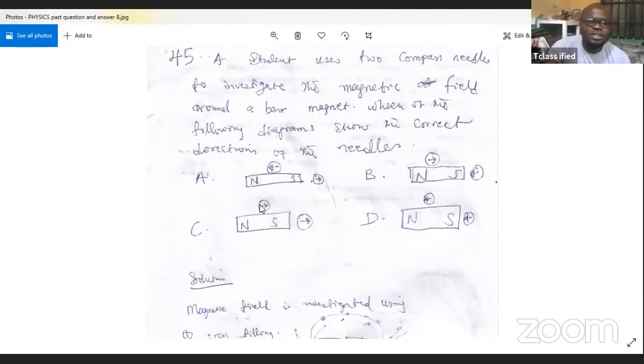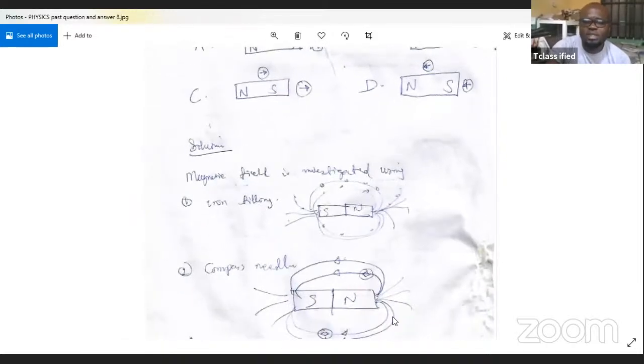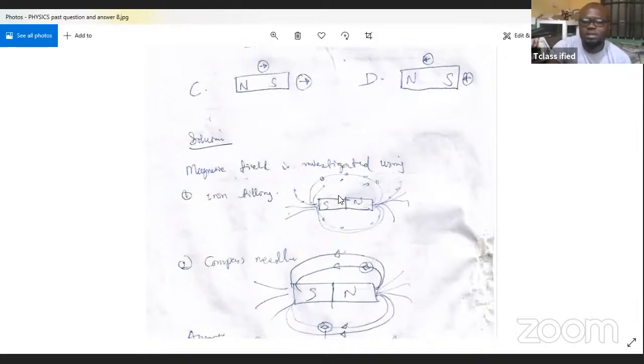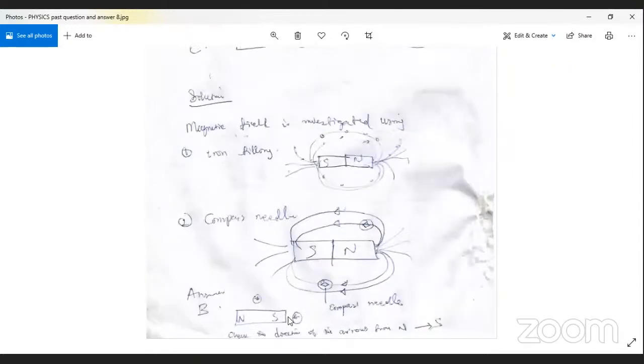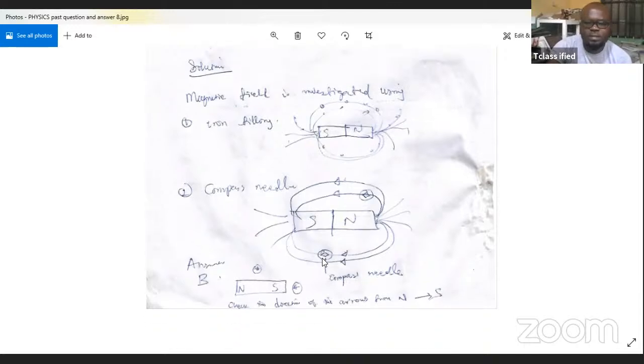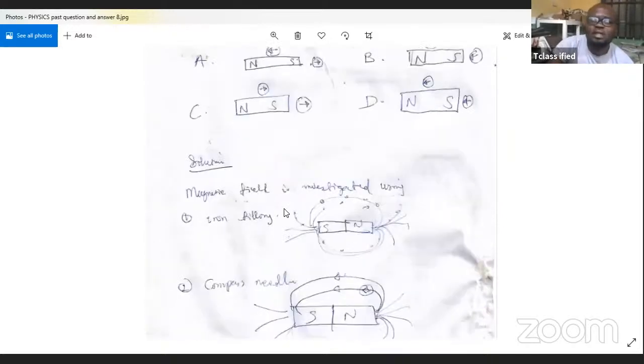Okay. So you have magnetic field is investigated using iron filings and compass needle. The first question we had was on compass needle. This one is on iron filings. So you can see the direction of these arrows. They are moving from north into the south. So you can see that in option B is the north. You can see the arrow is moving out of the north into the south. So you have to check the direction of the arrow and make sure it is from north to south. And that makes option B the right answer to this.